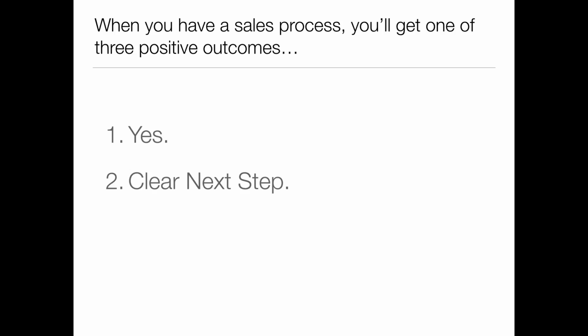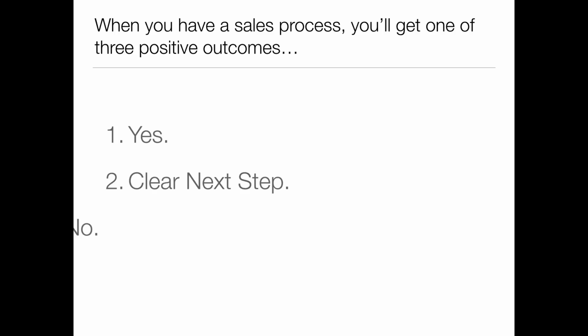Okay? The first one is a yes. Obviously, that's the most important and the best one that we can get when we talk about an outcome of a sales process. If we get a yes, we get money. Well, of course, that's what we want. But if we don't get that, what's another positive outcome? Well, this one is a clear next step. And actually, Kate talked about this a few minutes ago when we were looking at her tracking form.